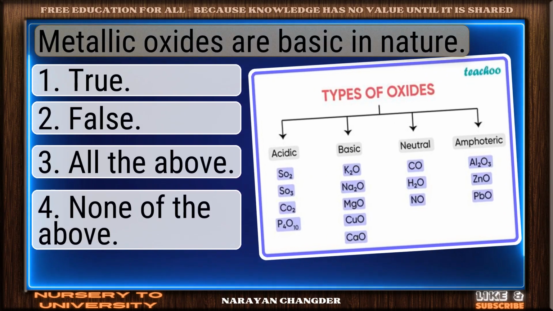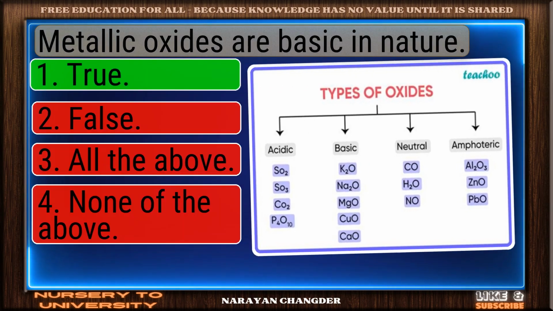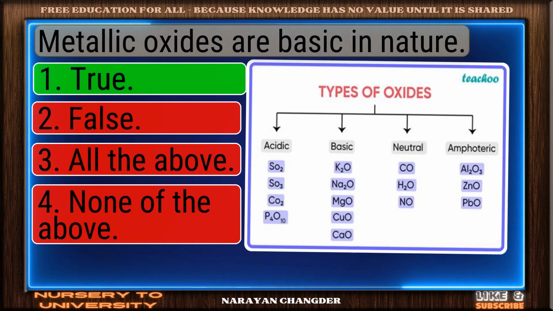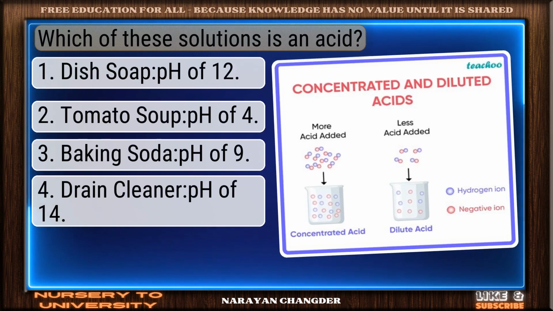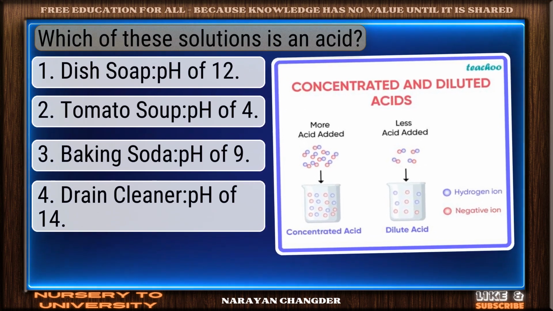Question number 45. Metallic oxides are basic in nature. Strong choice. True is the right answer. Question number 46. Which of these solutions is an acid?